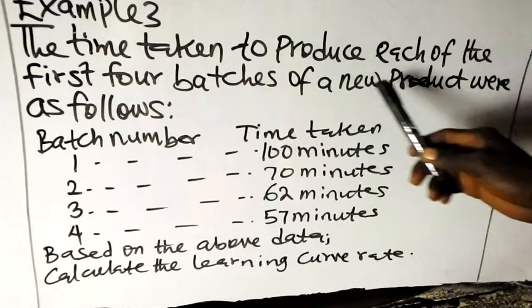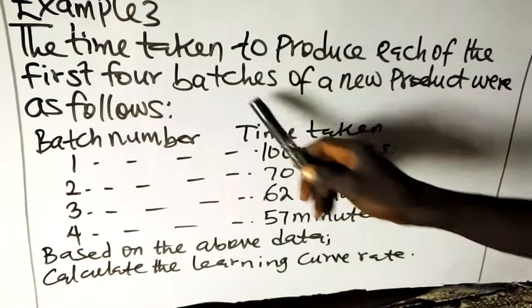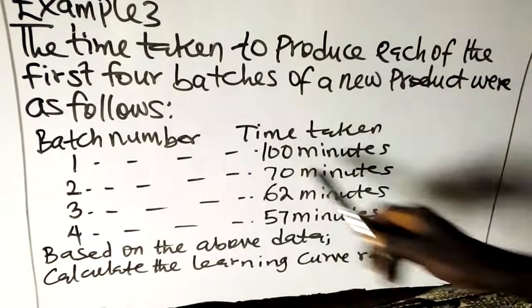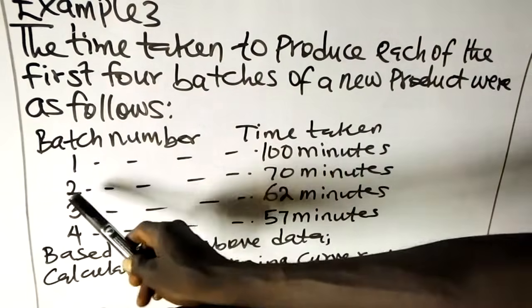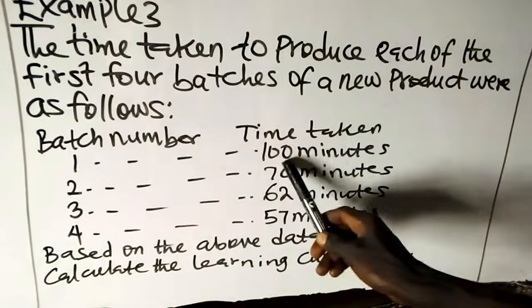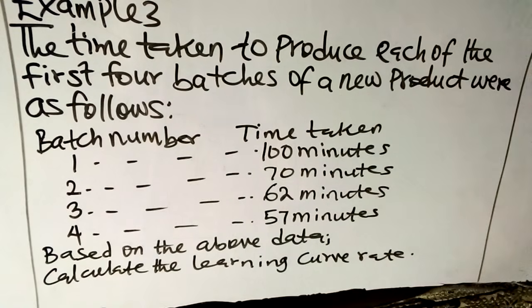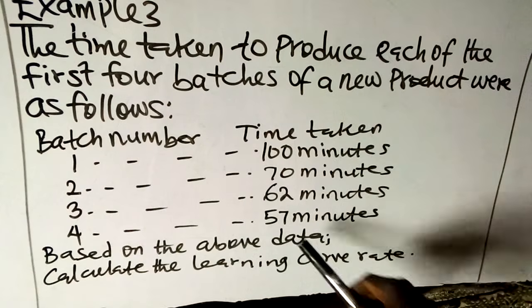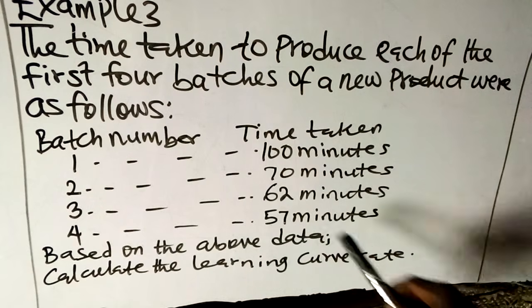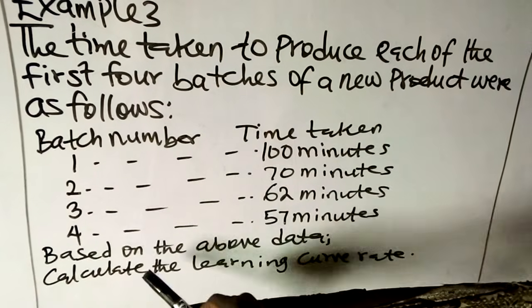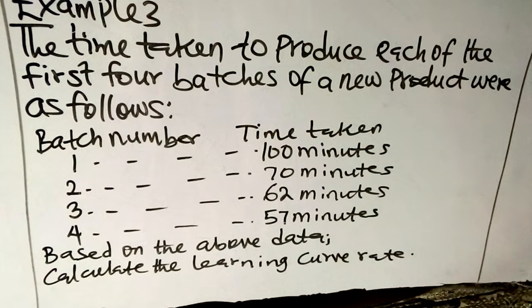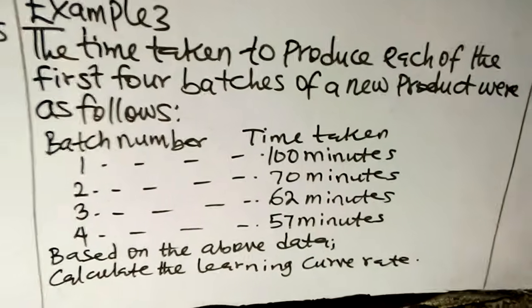The time taken to produce each of the first 4 batches of a new product were as follows. I'm given the batch numbers 1, 2, 3, 4. Time taken: 100 minutes, 70 minutes, 62 minutes, and 57 minutes. These are the times taken for each of the batches. Based on the above data, calculate the learning curve rate. This question is also obtained from the ACCA study text by Kaplan. You want to calculate the learning curve rate. You are given the batch numbers 1 to 4.